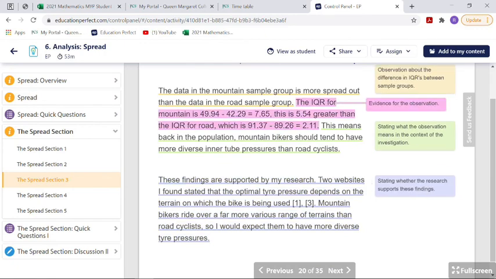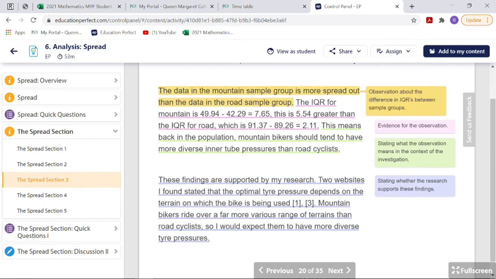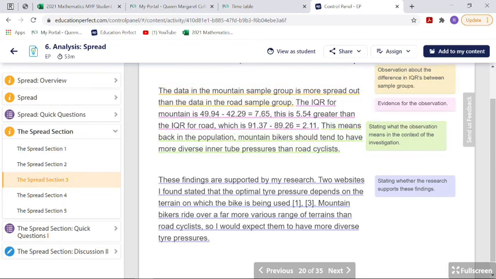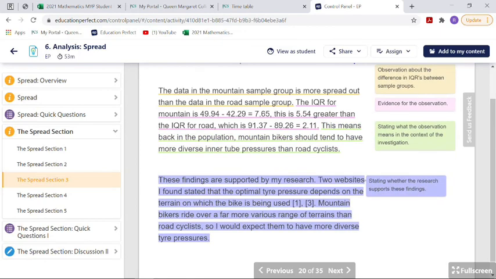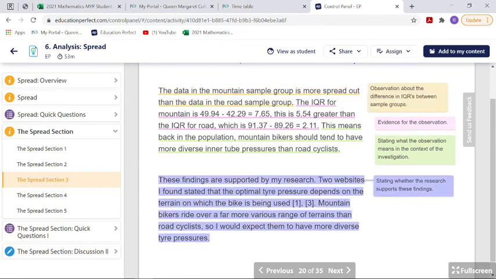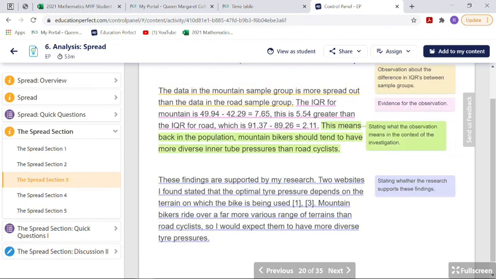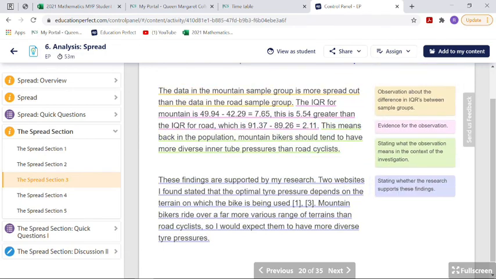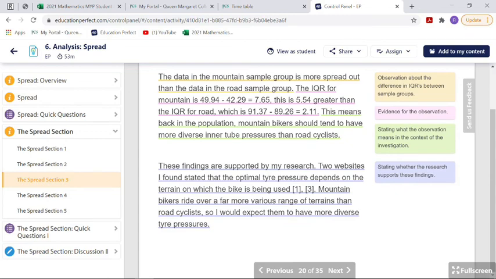Okay. Now, they also give you this little thing where they're talking about what each piece is. So first there's the observation. One of the groups is more spread out than the other. Then there's the evidence. That's the numbers, right? Then what that means back in the population. And then finally, talking about your research. These little groups that tell you the pieces why are phenomenal. Make use of them, okay?